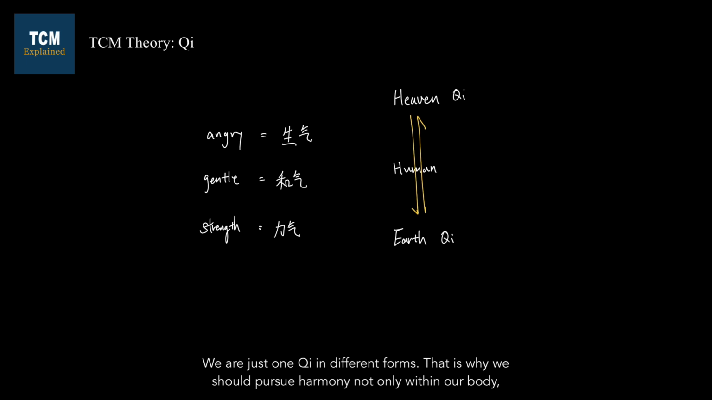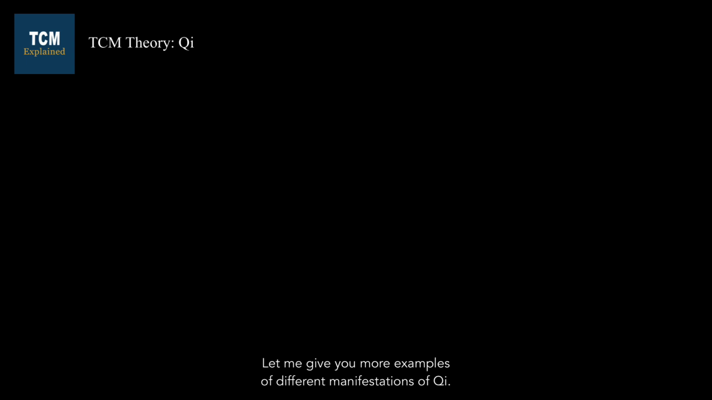That is why we should pursue harmony not only within our body, but also with heaven and earth, meaning our nature and environment. Let me give you more examples of different manifestations of Qi. In TCM, our body and physiology are composed of and governed by what are called vital substances. Vital substances are essence, Qi, blood, body fluids, and mind.